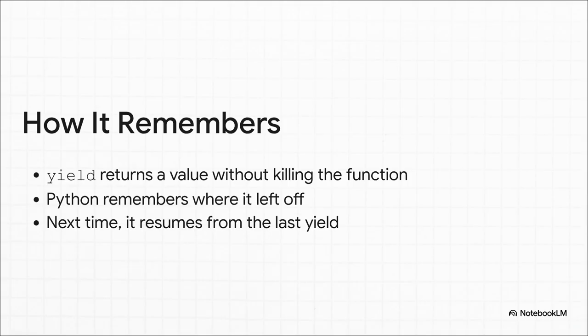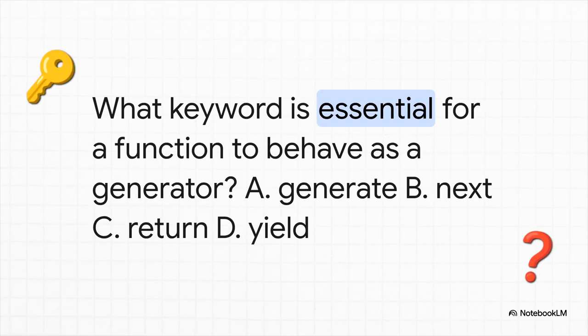And that's the whole secret right there. Yield sends a value back, but it keeps the function alive. Python freezes its entire state, all the local variables, the exact line of code it's on, and it just waits. The next time you ask for a value, it thaws everything out and continues right from that spot. That is the memory we've been talking about. Okay, so this whole magic trick really depends on one single essential keyword.